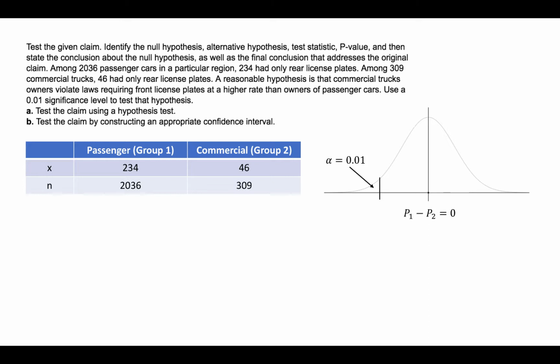If that's the case, then that difference would be negative, and therefore we would have a one-tailed test, and the entire alpha equal to 0.01 would be located in the left tail. So our null hypothesis would be P1 minus P2 equal to 0, and our alternative hypothesis would be P1 minus P2 less than 0. We can use StatCrunch to find the test statistic.